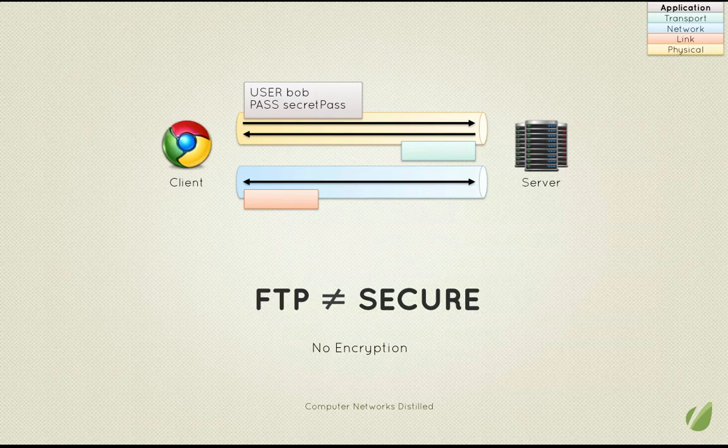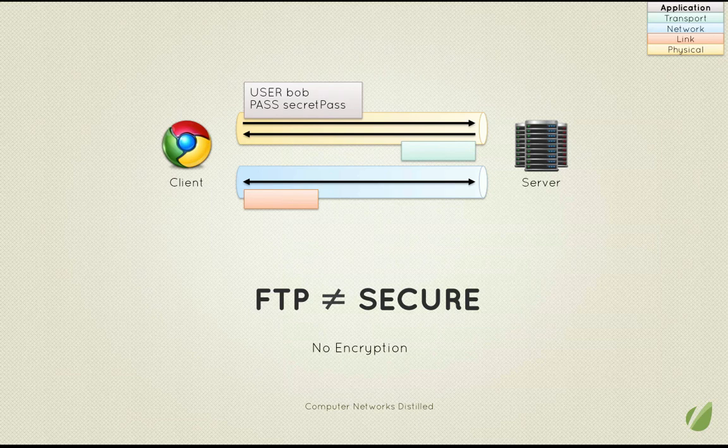One really important thing to take note of about FTP is that it is incredibly insecure. Remember that FTP commands are sent as ASCII text over the control channel, and this means that everything that's sent over the control channel is plain text. That means if anybody can overhear this communication, they can easily decipher what's being said. So for example, if your username is Bob and your password is secret pass, a message that looks just like this will be sent over the control channel. Anyone who can overhear this packet can read the username and password and compromise your account.